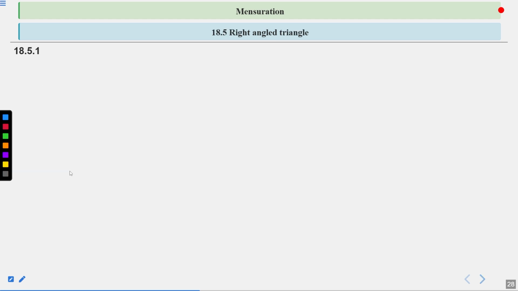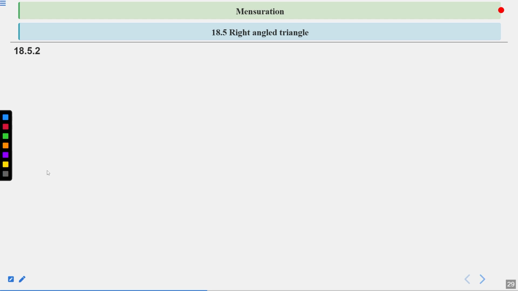Next one is right angle triangle, formula 18.5.1. So this is the diagram. P represents the perpendicular, H represents the hypotenuse, and B represents the base of this right angle triangle. So the area will become 1 by 2 into perpendicular into base. So P into B, we get the area of the right angle triangle.